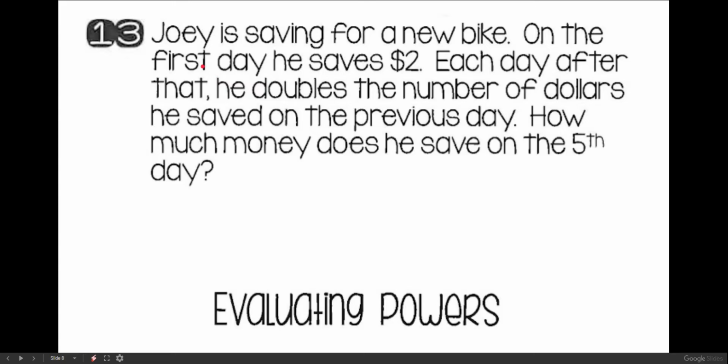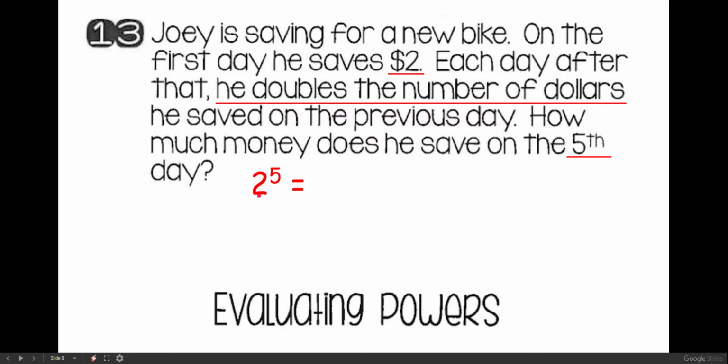Let's take a look at a word problem with exponents. Joey is saving for a new bike. On the first day, he saves $2, and each day after that, he doubles the number of dollars he saved on the previous day. How much money does he save on the 5th day? So this is basically, he saves $2, and then he doubles it every day for 5 days. So it would be 2 to the power of 5.